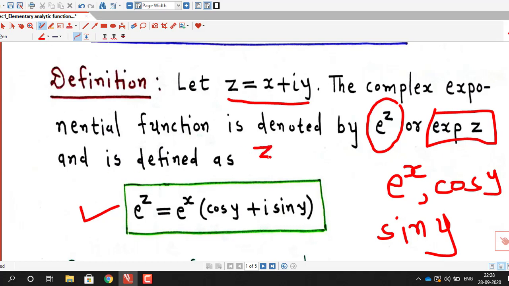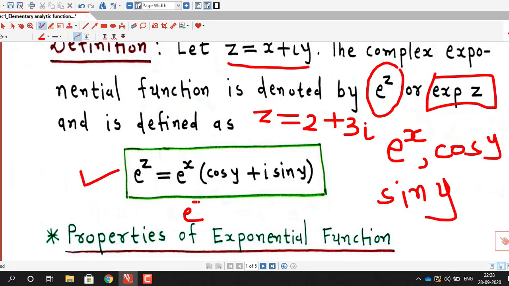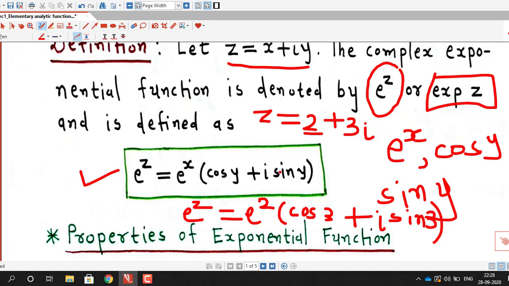For example, if I have z equal to 2 plus 3i, then if I compare this 2 plus 3i with x plus iy, x is 2 and y is 3. So the exponential of z equal to 2 plus 3i is, by this definition, e to the power x, that is e squared, into (cosine of 3 plus i into sine of 3). So this is the way the complex exponential function is defined.